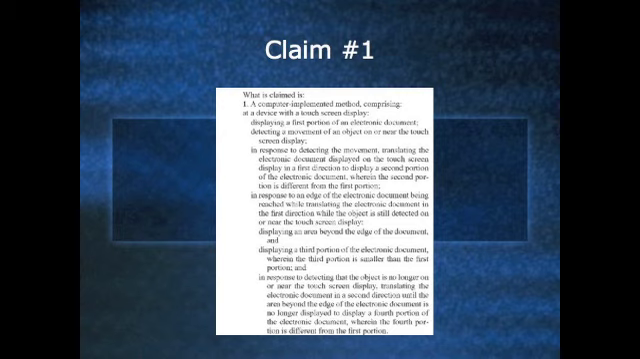Once we get to the third element of the first claim, there is a lot of extremely vague language that we can use to invalidate the patent. It first says, in response to an edge of the electronic document being reached while translating the electronic document in the first direction, while the object is still detected on or near the touchscreen display. So again, the language used to describe the different directions is extremely vague. Then displaying an area beyond the edge of the document.